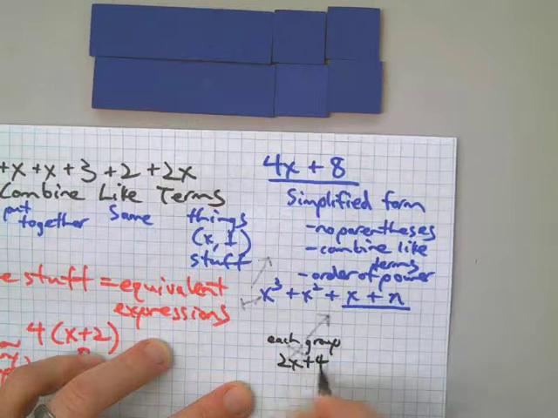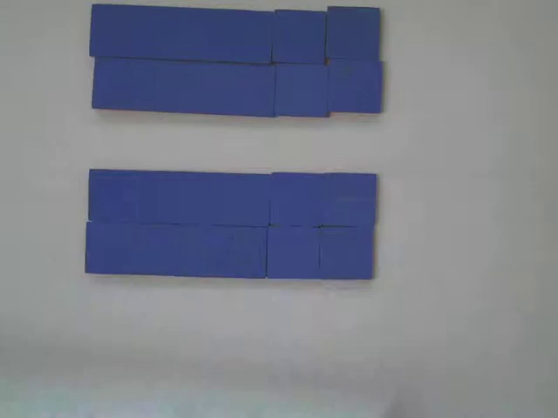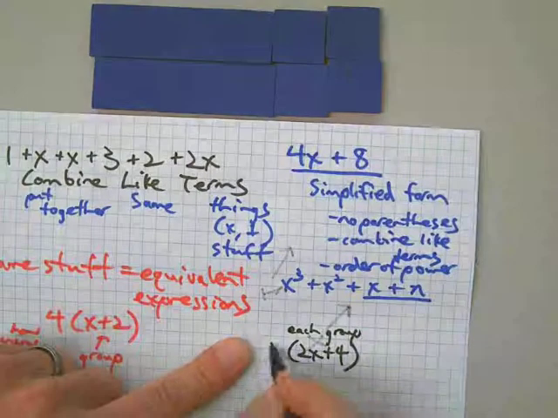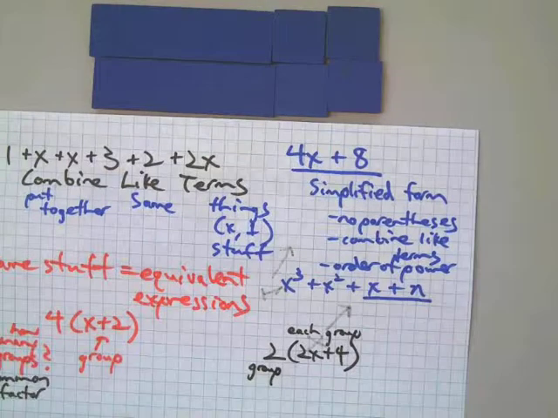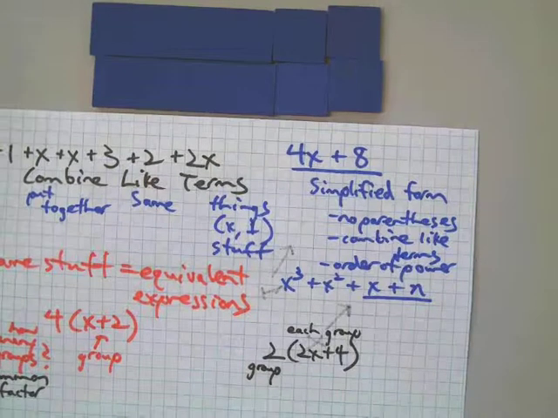So now, what is in each group? Each group has 2x plus 4 in it, right? 2 x's, 4 1's. How many groups? That's where we create the parentheses. We have 2 groups of 2x plus 4. Okay? Is there any other way to organize this?